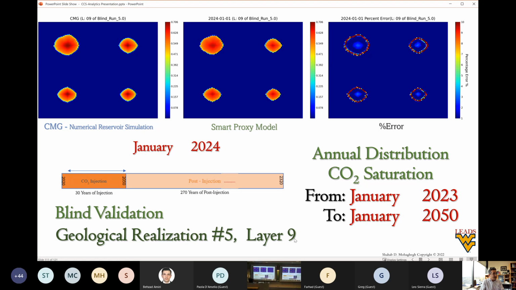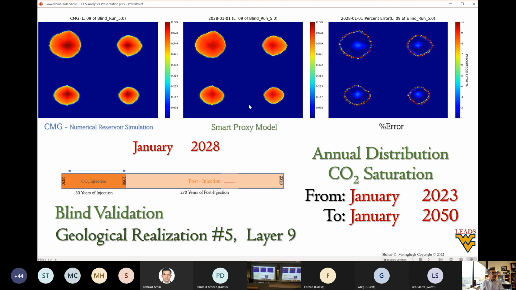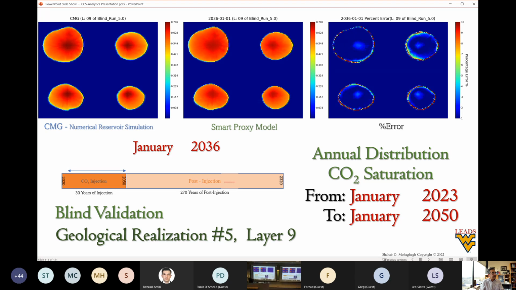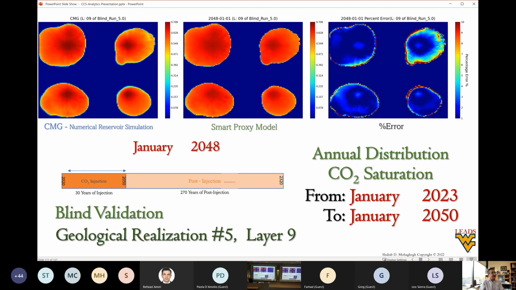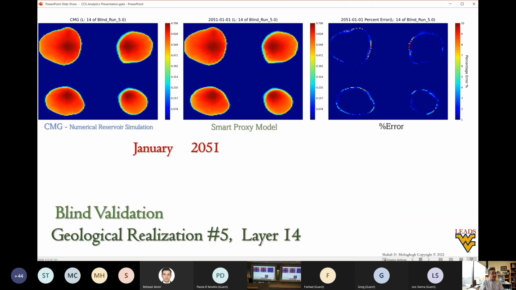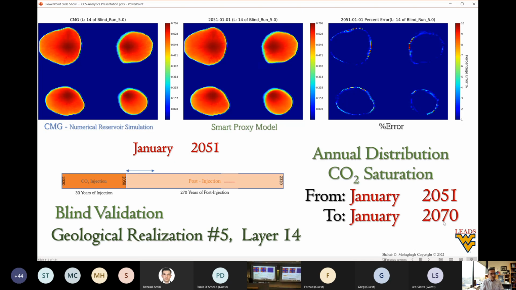This is another layer, layer 9. Again, blind validation. This goes from 51 to 70, this area. Blind validation, layer realization, layer 14.